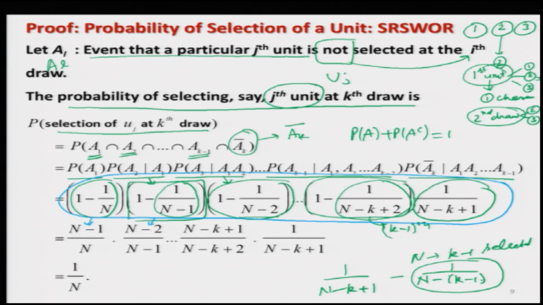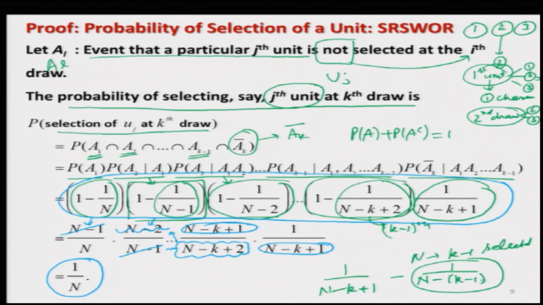If you try to simplify, this n minus 1 and n minus 1 get cancelled out. This n minus 2 will get cancelled out with something in the denominator of the third term, and similarly this n minus k minus 1 also gets cancelled out, and this term will also get cancelled out with the numerator of the term preceding it, and finally you have only 1 upon capital N.